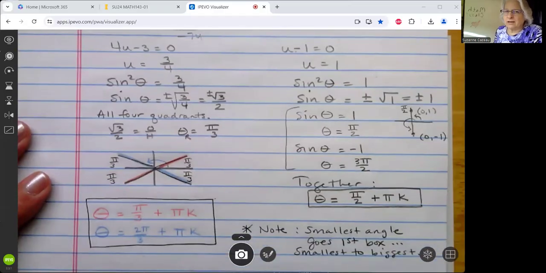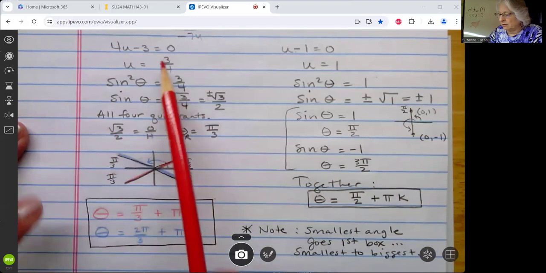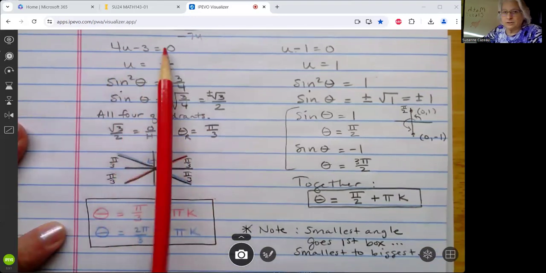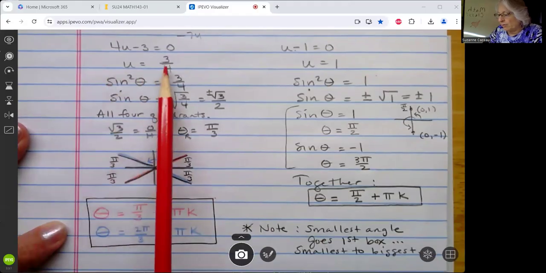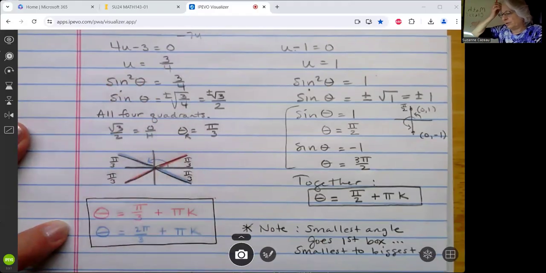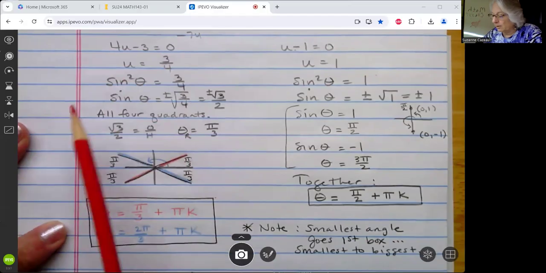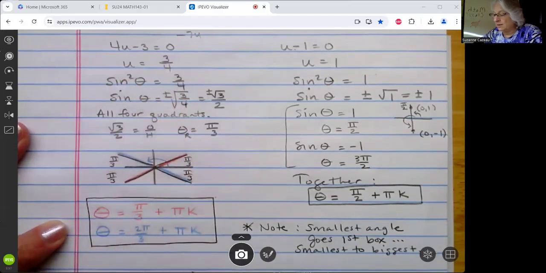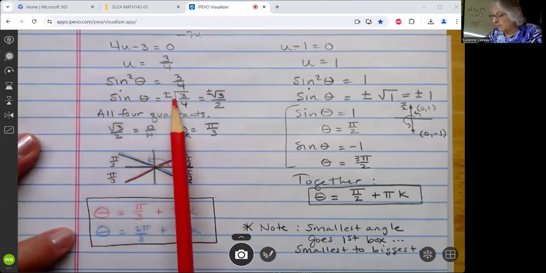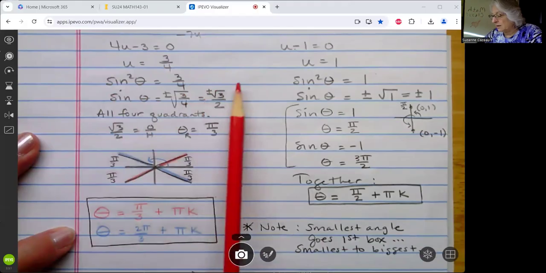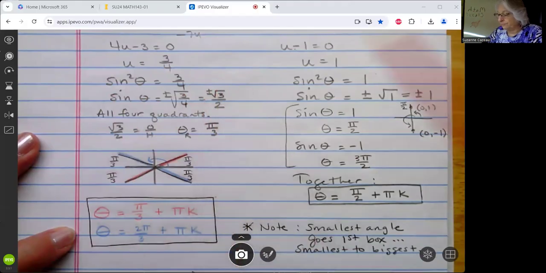A similar thing is going to happen on the other side with this one here. So I have 4u minus 3 is 0. So u is 3/4 when you solve that for u. Put the sine squared in there. Sine squared of theta is 3/4. And now you can do the square root. So sine of theta is plus or minus the square root of 3/4, or plus or minus root 3 over 2.